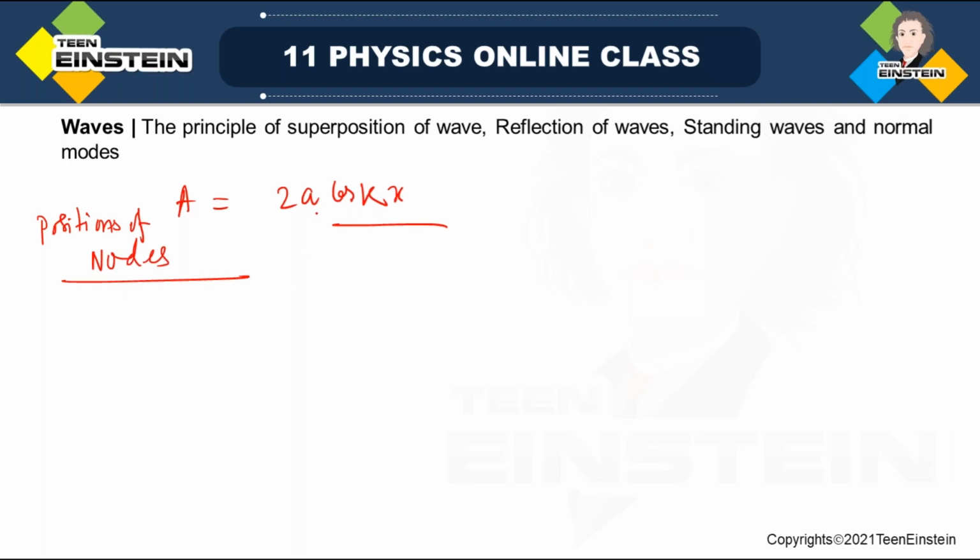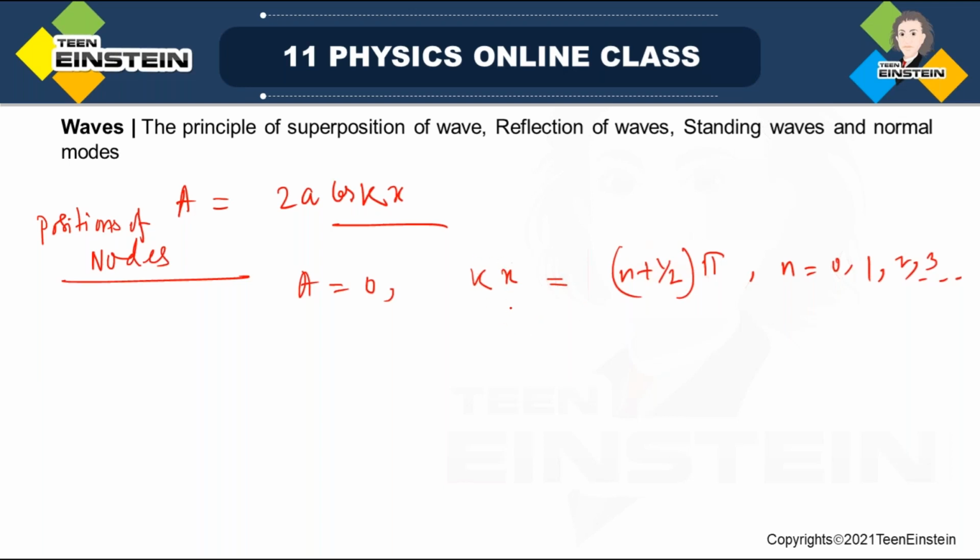The positions of the nodes are where the amplitude will be equal to 0. And how does it happen? If kx, this term, becomes an odd multiple of pi by 2, like pi by 2, then 3 pi by 2, etc., that is (n plus half) pi, where n is equal to 0, 1, 2, 3, etc. At those places the nodes will be created. So where will the first node be created?